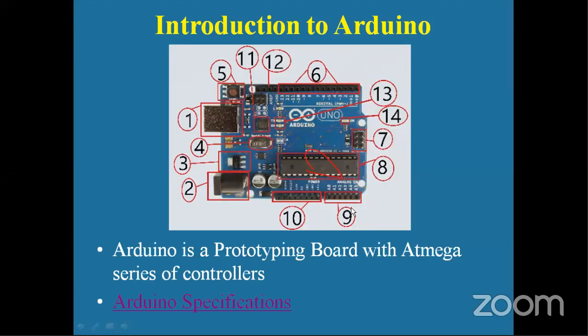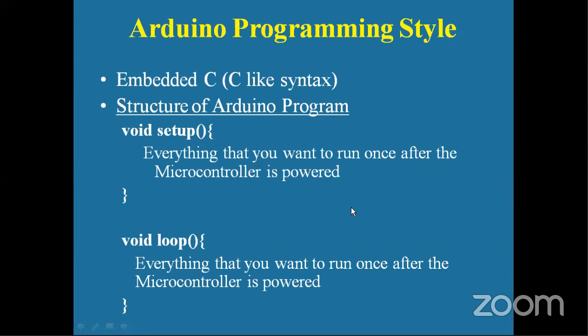So these are some specifications of Arduino. Let us not go into too much detail. Next is the Arduino programming style, how to write programs in Arduino. Remember, the programming language is embedded C. The program structure is like this.